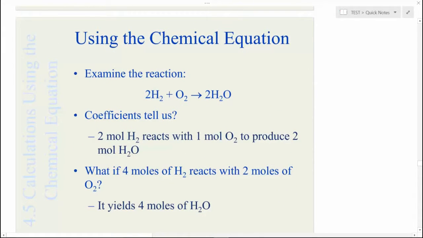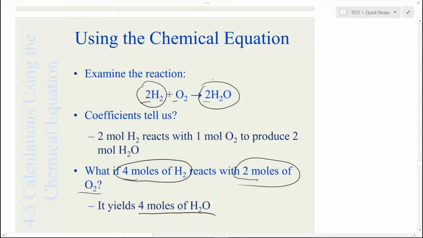So here's a chemical equation. 2H2 plus O2 produces 2H2O. So if we're looking at the coefficients, this tells us that 2 moles of hydrogen react with 1 mole of oxygen to produce 2 moles of water. So what if 4 moles of H2 react with 2 moles of O2? Well, you could do that in your head, I would be able to produce 4 moles of water. And you can see that it's a 1-to-1 ratio between the H2 and the H2O if I have enough O2. Okay?